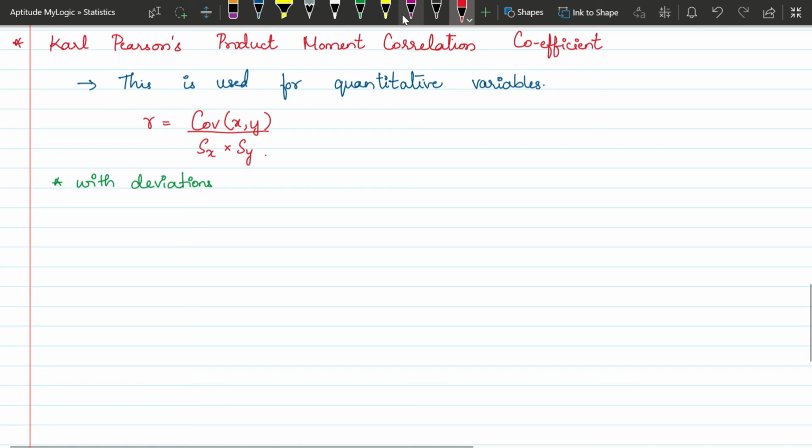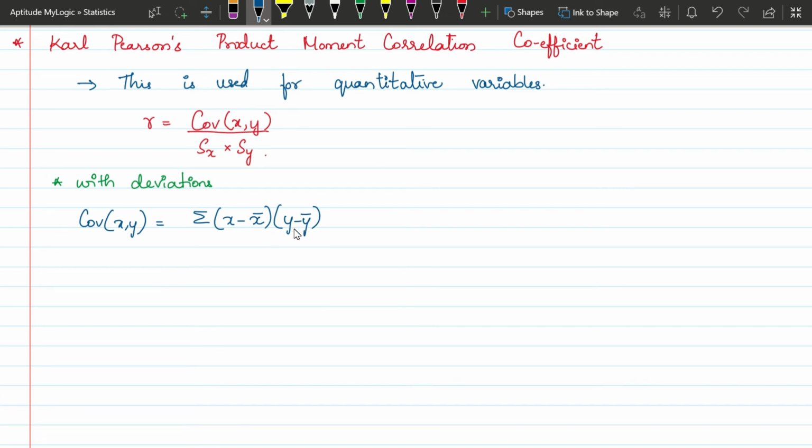So I'll give you all the three formulas in which we use deviations. Covariance of x comma y is equal to sum of (x minus x bar) into (y minus y bar) divided by n. I have also told about deviations in the previous video: what is deviation and how to calculate it. Please go through the previous one if you haven't watched it yet. So this is the product of deviations divided by n. This is the formula for covariance of x comma y.